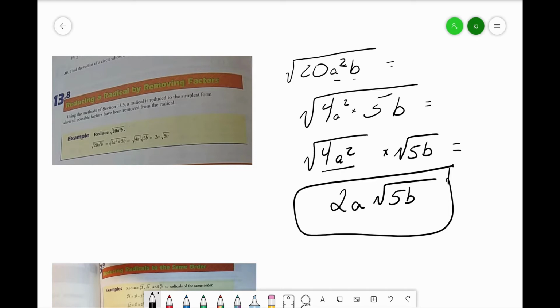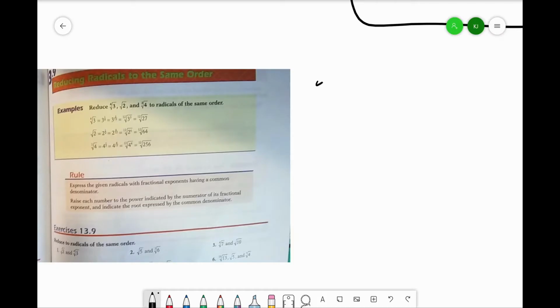So for 13.8, all you're doing is reducing these down, but bearing in mind your factors that are attached to it as well. 13.9 is slightly different, but it's also something that builds upon what we've done, so you should be able to understand it quite easily. So if we have the fourth root of 3, the square root of 2, and the third root of 4.